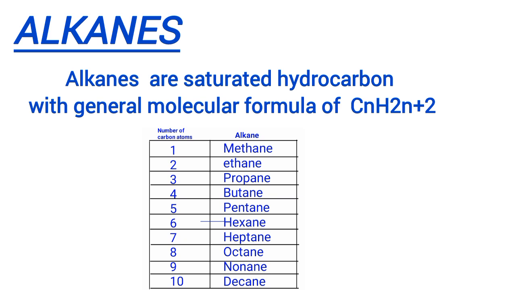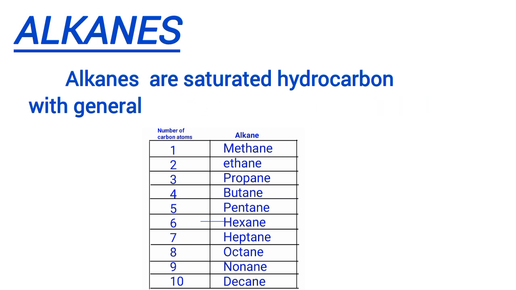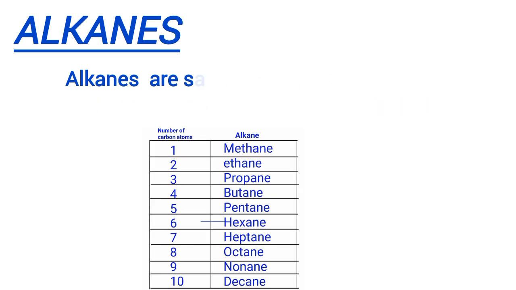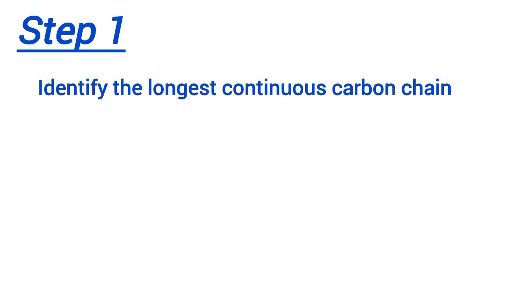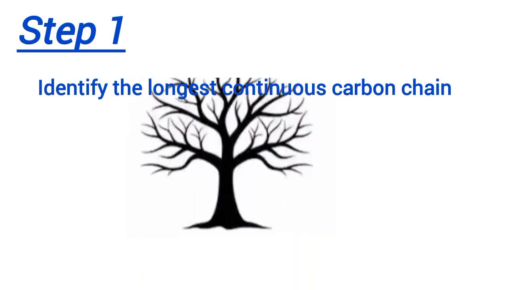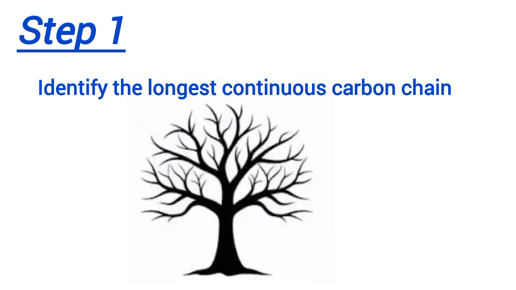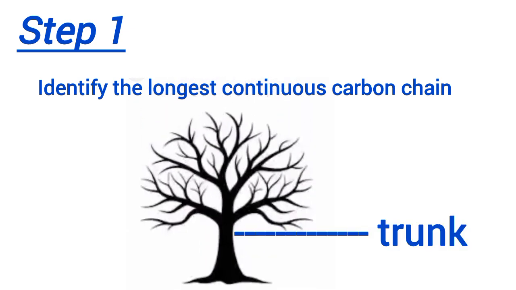For the purpose of this lesson, we'll be highlighting 3 steps on how to name alkanes. Step 1. Identify the longest continuous carbon chain, which would be the parent chain. What do we mean by the parent chain? Imagine you have a very big tree with many branches. The trunk of the tree is like the parent chain. The parent chain is the longest main part of a molecule, just like a backbone. Other branches or groups attach to these main chains.